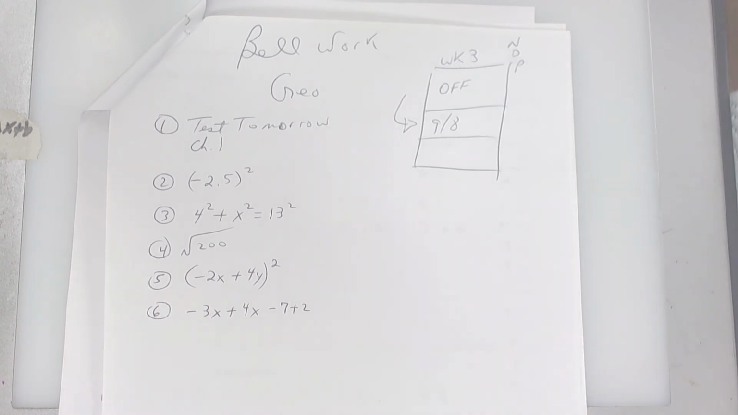Okay, the bell work for geometry looks like this. We're in week 3, name, date, and period. Today's practice test. You have a test tomorrow.